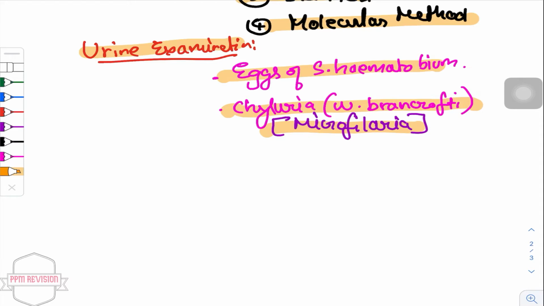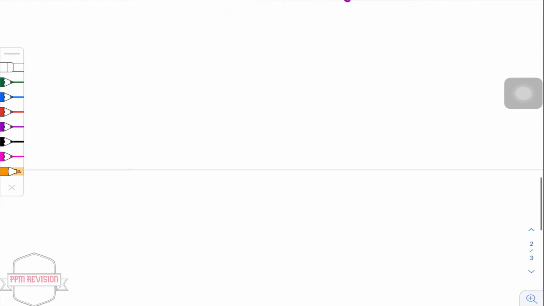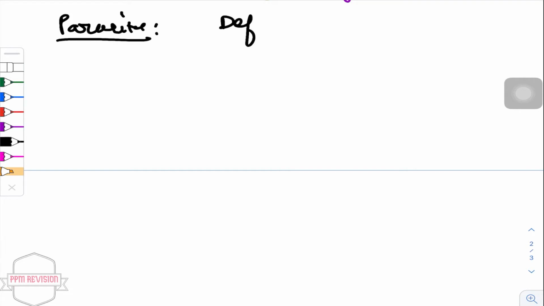Now, looking at other aspects, now we'll be quickly looking at the definitive and intermediate host. This is a very important table and will help us to deal with the multiple choice questions. So I'll be drawing a column here. So this is the parasite. Next I'll be doing the definitive host, and the third column being the intermediate host. So these are the three columns.